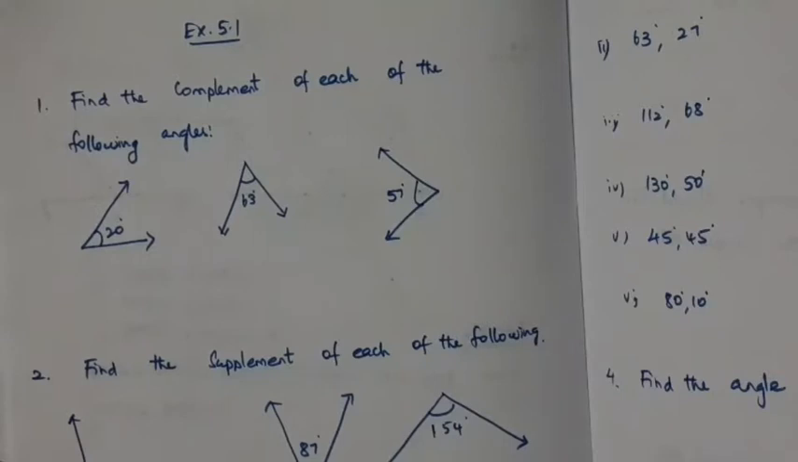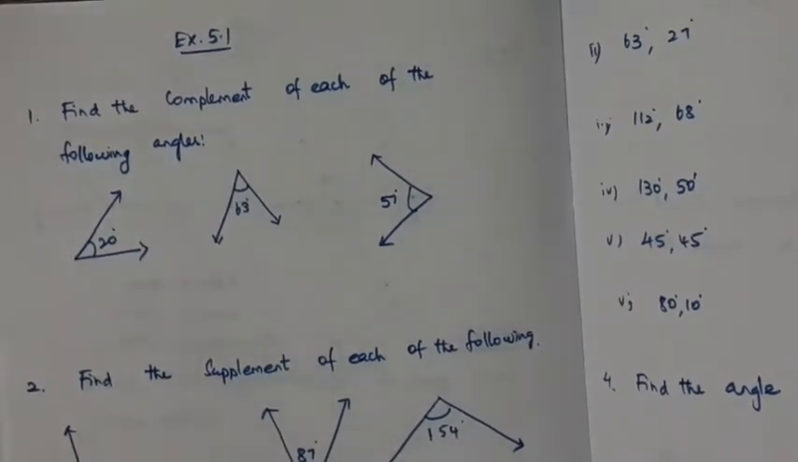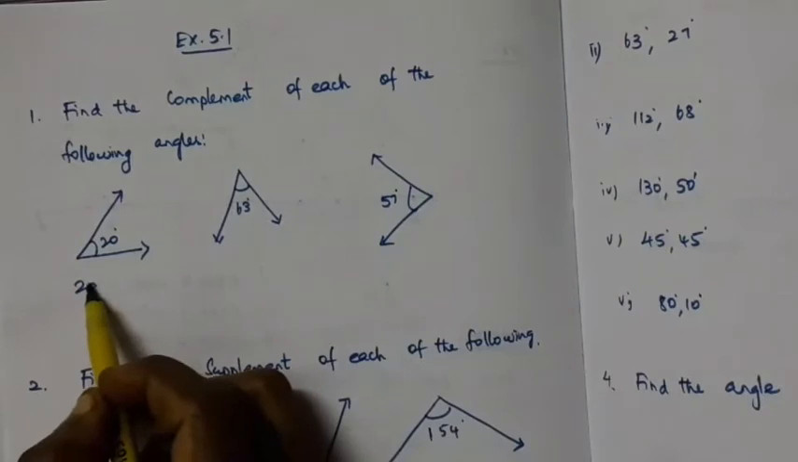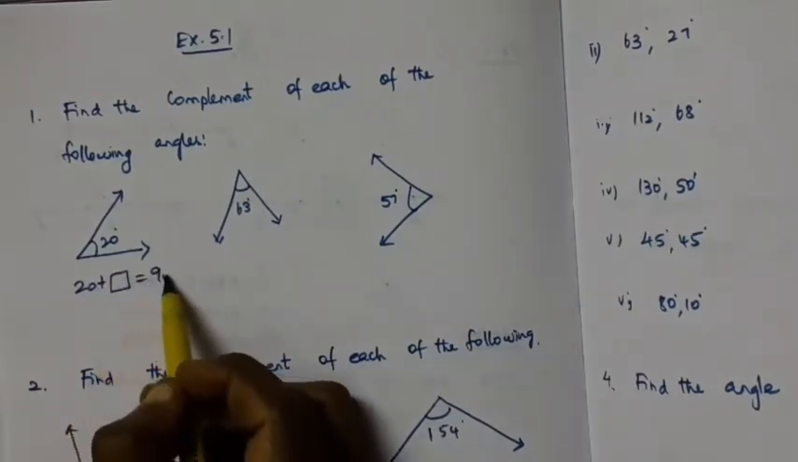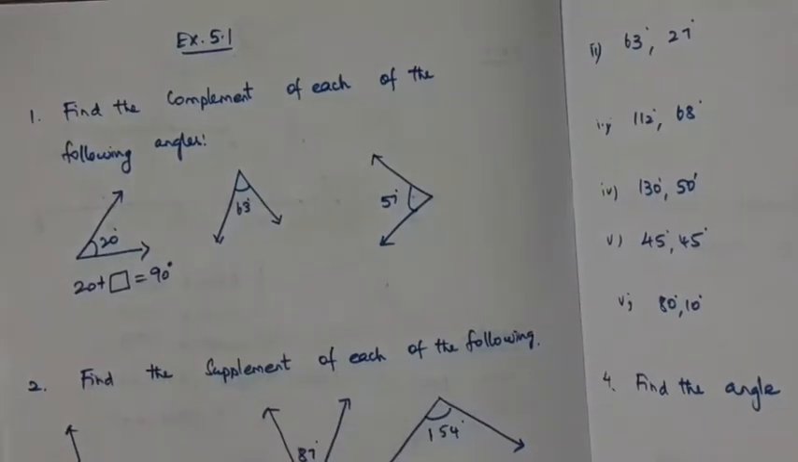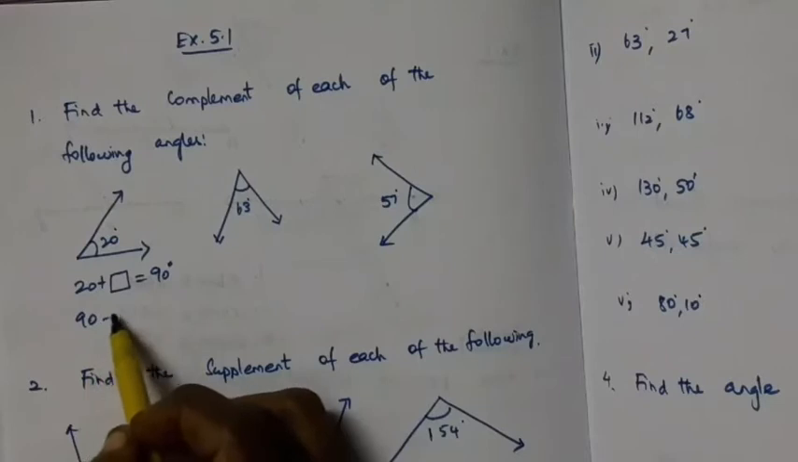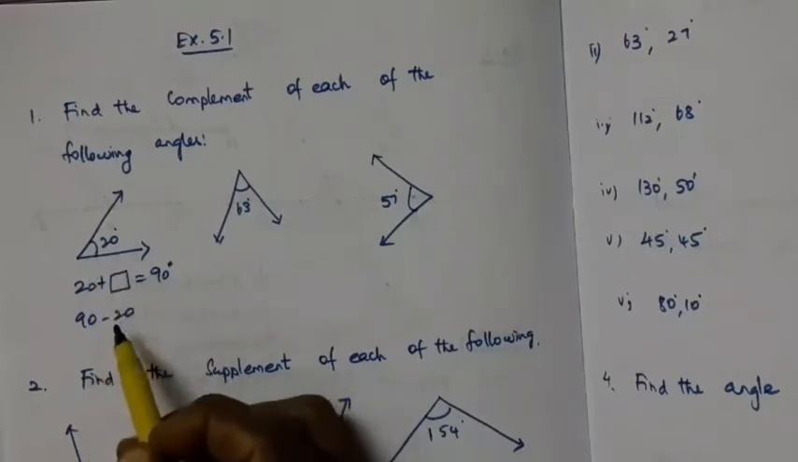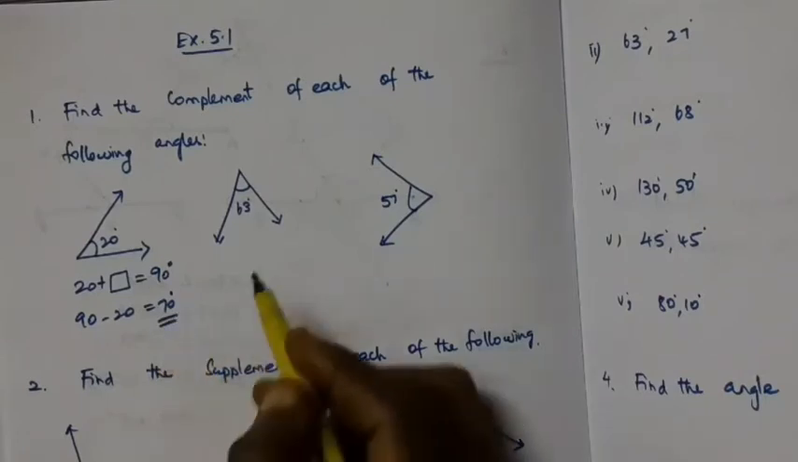Start with exercise 5.1. Find the complement of each of the following angles. What is a complement? When you add the 2 angles, you get 90 degrees. So if it is 20, you should add something to 20 to get 90 degrees. For that, you subtract 20 from 90. That is 70. So the answer here is 70.